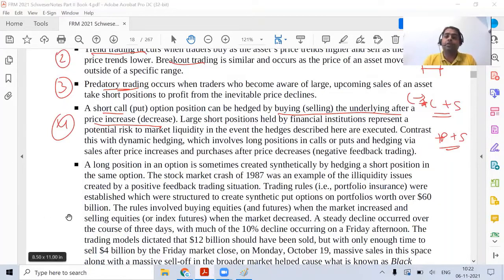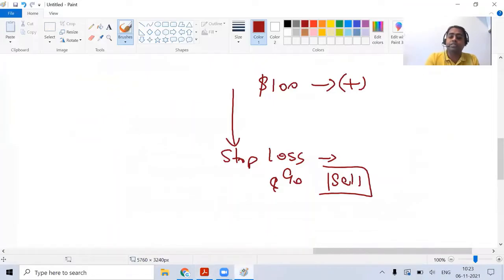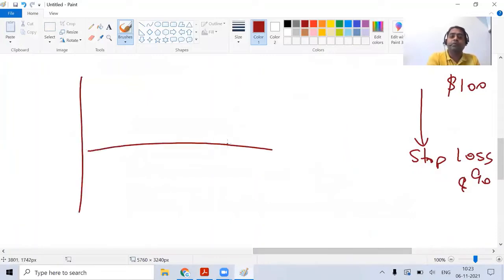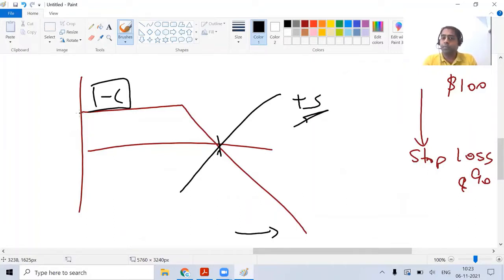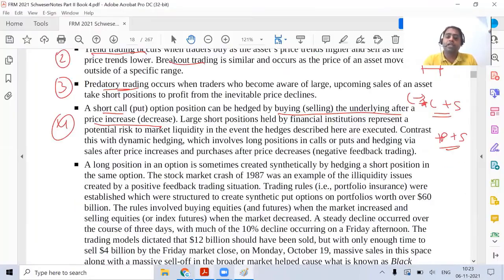Right. Okay. Coming back to the paragraph. A short call position can be hedged by buying the underlying asset after the price increase. Why? Because you have already taken a short call and you have bought an asset. So this is your asset, this is short call. When the asset price is going up, that is when you face the risk. So when the asset price is above the strike price, you will buy the asset to cover your short call. Hence we call it covered call.